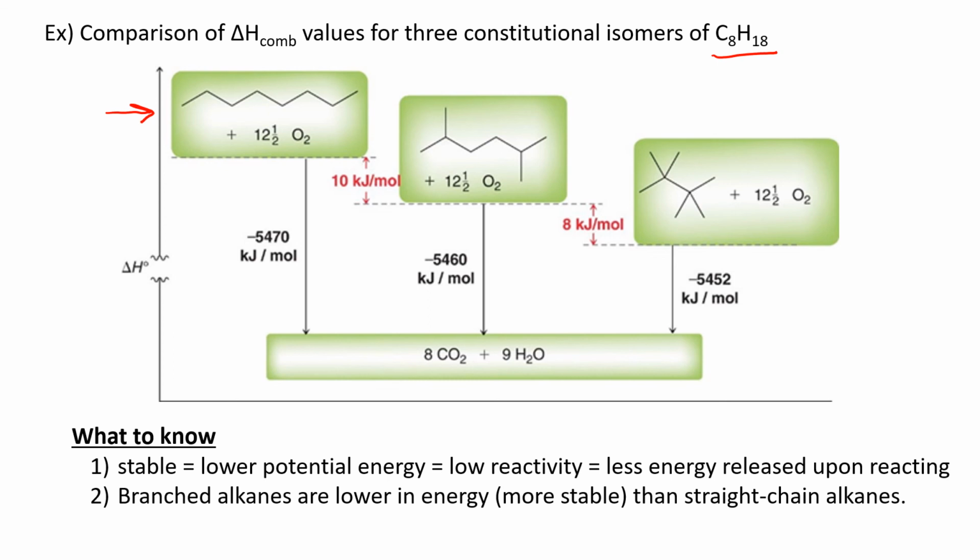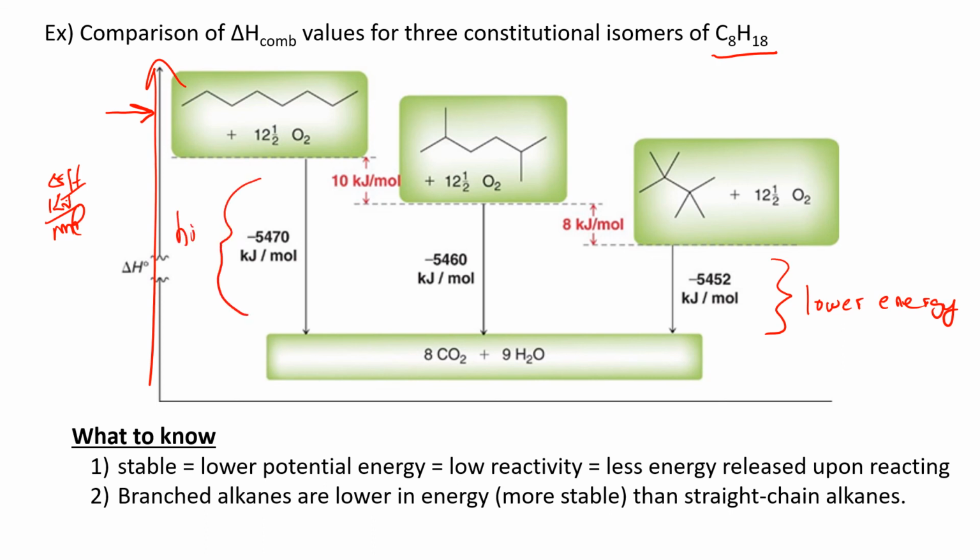So look at your y-axis here. This is your delta H, or your potential energy, delta H in kilojoules per mole. And we see that the branched isomer has a lower potential energy. It releases less energy. So this is what we consider a more stable isomer compared to the straight chain, which is higher in energy. It has a higher potential energy.